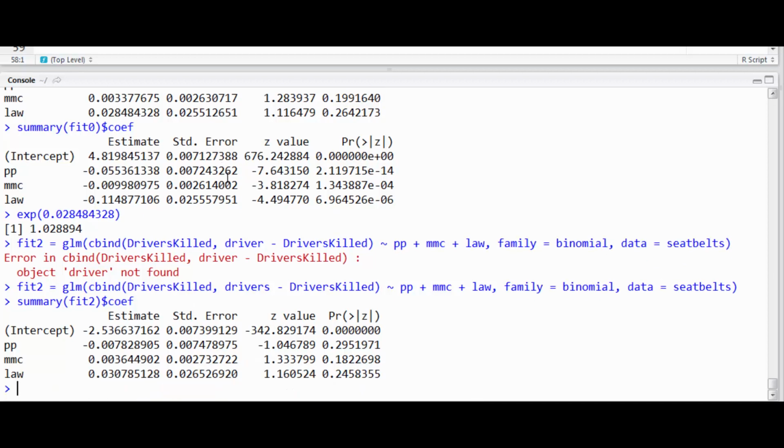But the important distinction is when you put that log offset, we're looking at the proportion, not at just the raw number of drivers killed. And this is a pretty stark example because some of the coefficients actually reverse their sign.